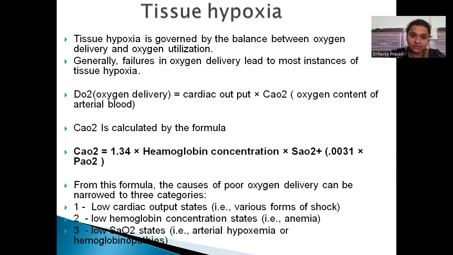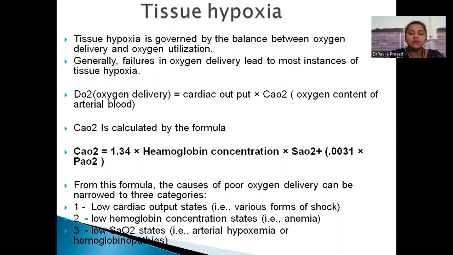Now, what do you mean by tissue hypoxia? Tissue hypoxia is governed by the balance between oxygen delivery and oxygen utilization. Generally, failures in oxygen delivery lead to most instances of tissue hypoxia. Now, oxygen delivery, DO2, is equivalent to cardiac output times CaO2, that is, the oxygen content of arterial blood. Oxygen content of arterial blood is calculated by the formula CaO2 equals 1.34 times hemoglobin concentration times SaO2 plus 0.0031 times PaO2.